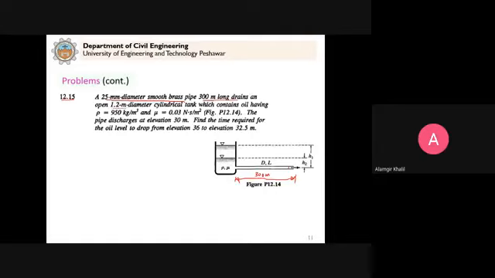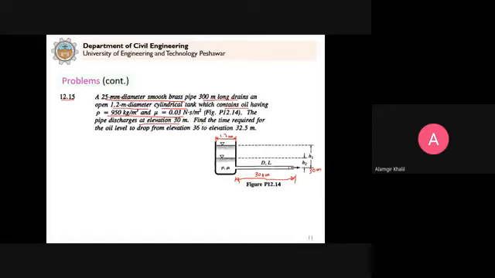It drains a 1.2 meter diameter cylindrical tank, so the diameter of this tank is 1.2 meter. Now it drains oil. This is oil, not water. It contains oil, and the density and viscosity values are given here. The pipe discharges at elevation 30 meter. It means that at this point here, the elevation is 30 meter.